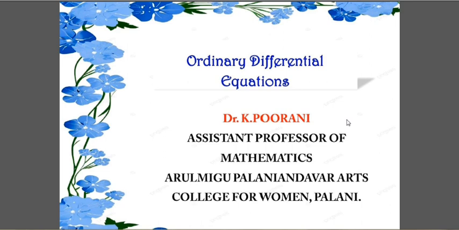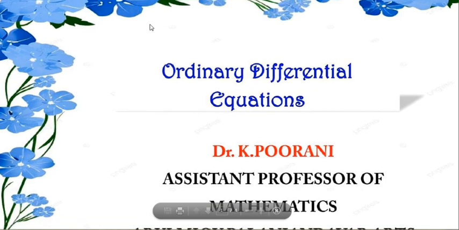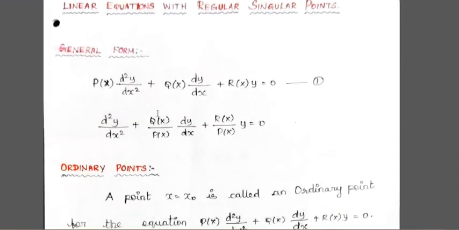In this lecture, we are going to discuss some definitions in regular singular points. Okay, first, let us see the general form of linear equations with regular singular points: p of x into d square y by dx square plus q of x into dy by dx plus r of x into y equal to 0. We put it as equation number 1.